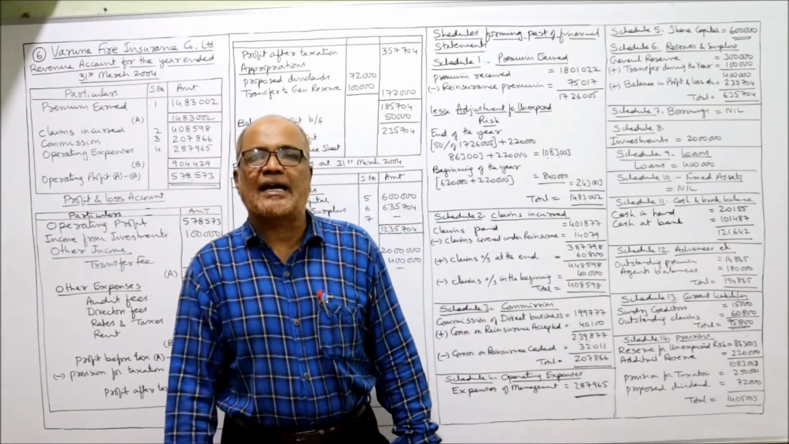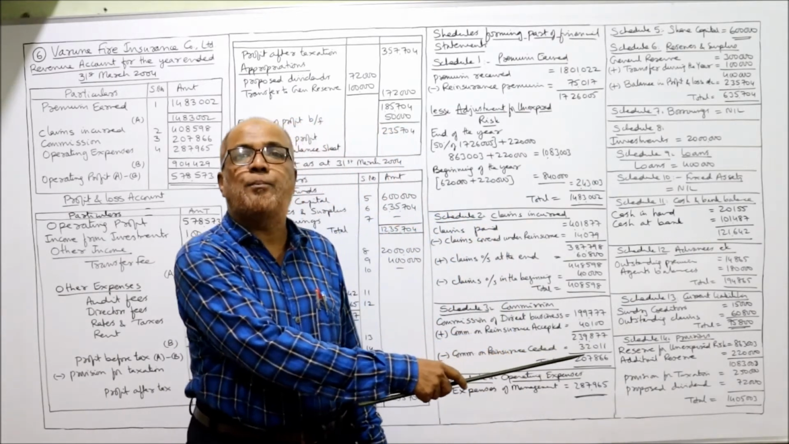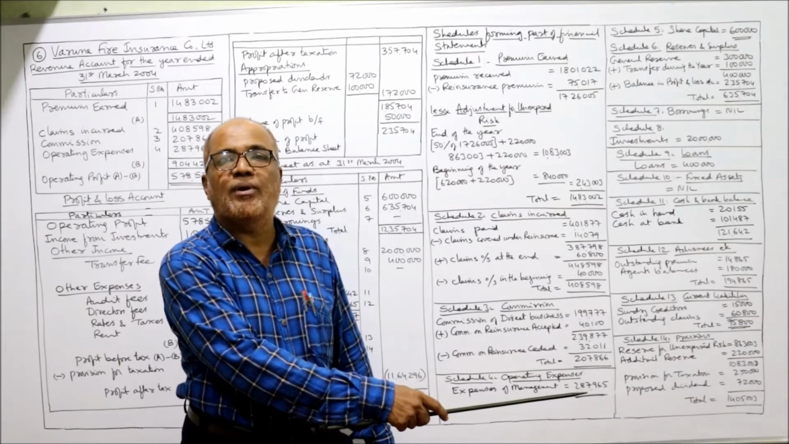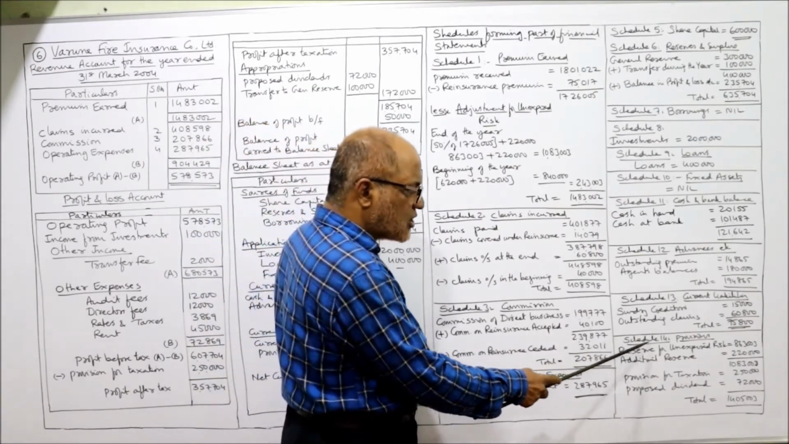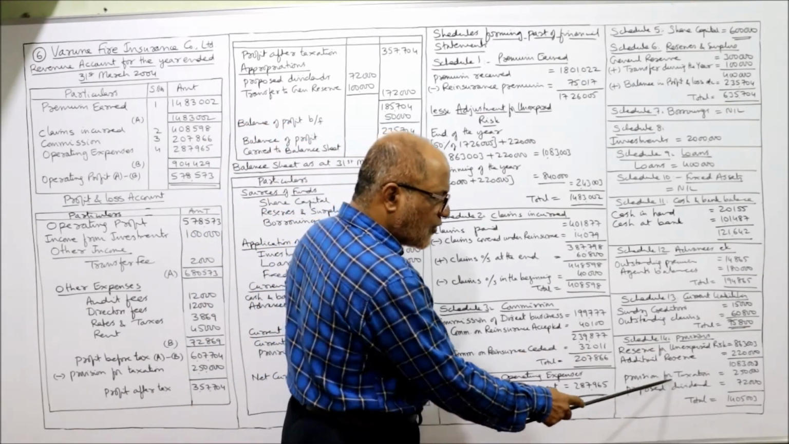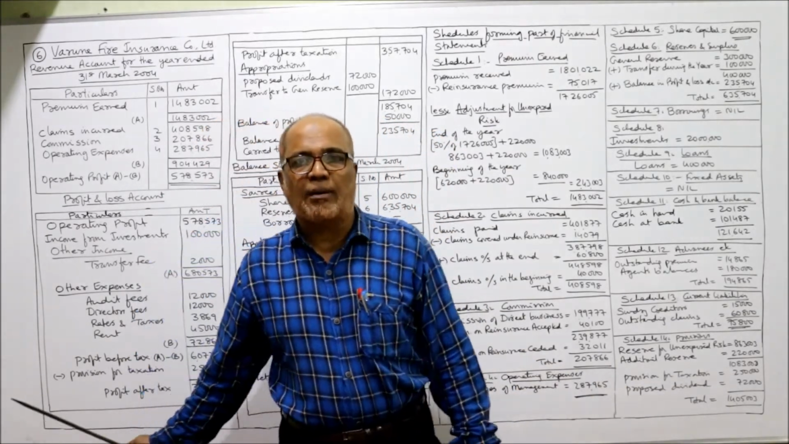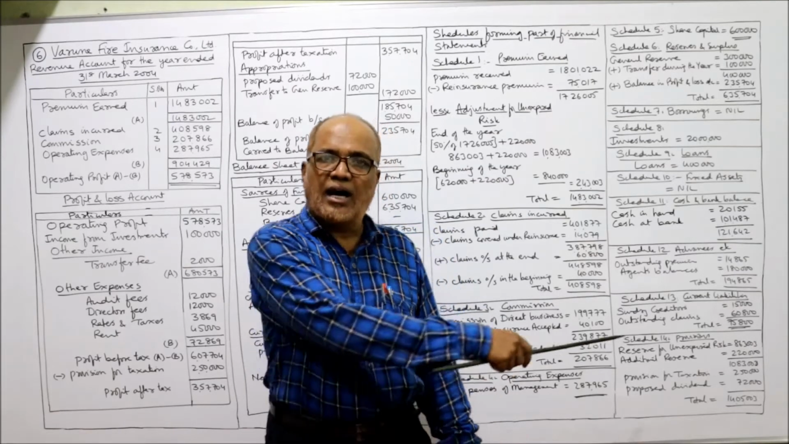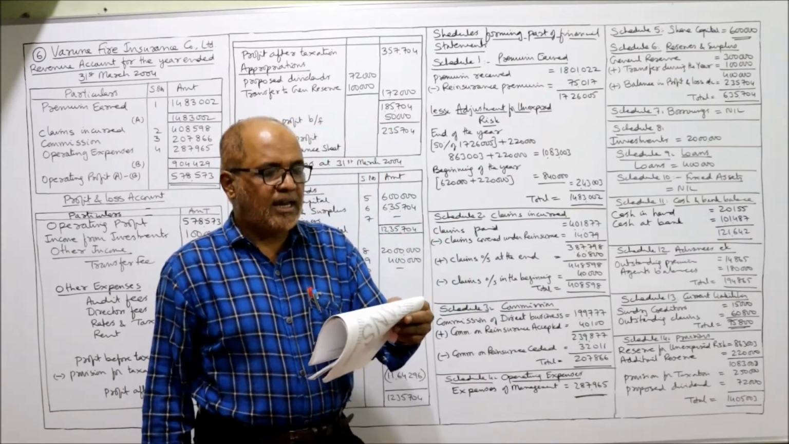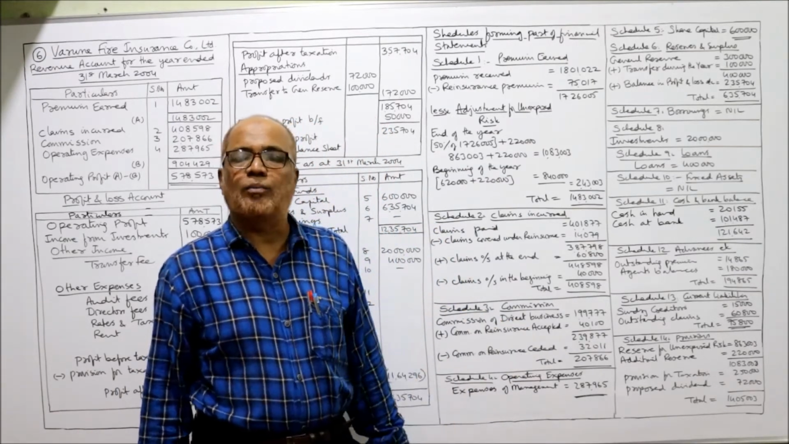Again, this provision for taxation will be shown under provisions, schedule number 14, the last schedule. Provision for taxation 2,50,000. Double effect: one effect, it will come in the profit and loss account; the other effect, under provisions.